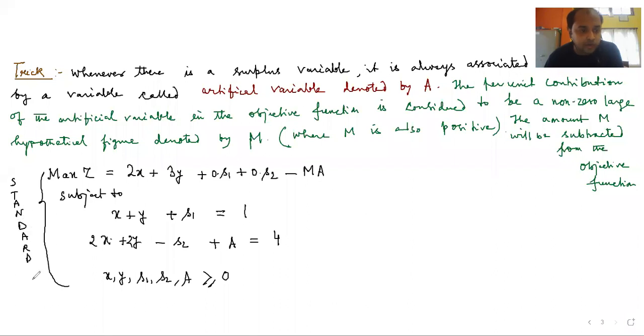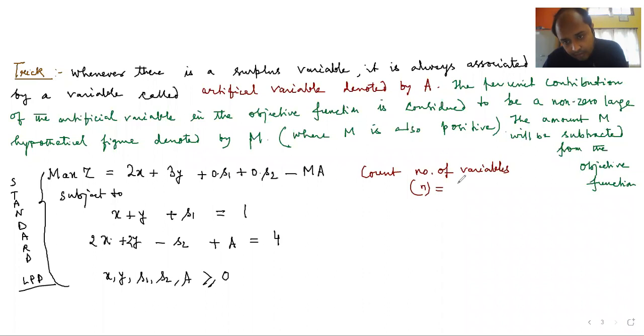Now, the problem which we faced in the earlier page, let us try to find out whether the problem still prevails or not. So now we are going to count the number of variables, n. How many variables are now present? 1, 2, 3, 4, 5. 5 variables are present, and the number of equations m is equal to 2.